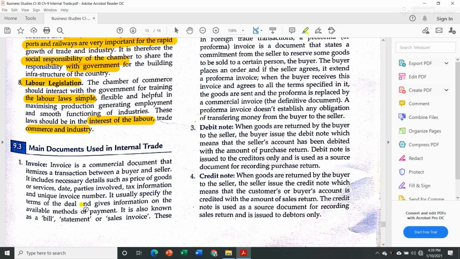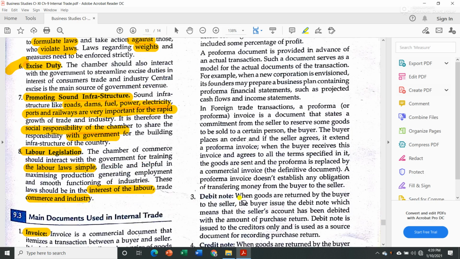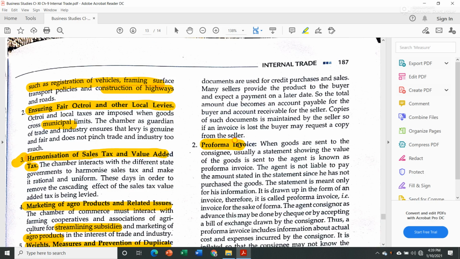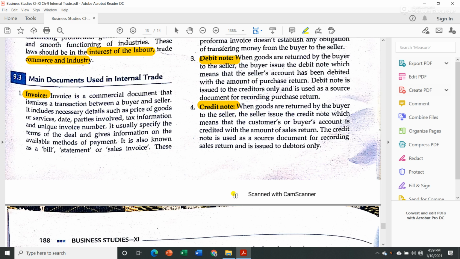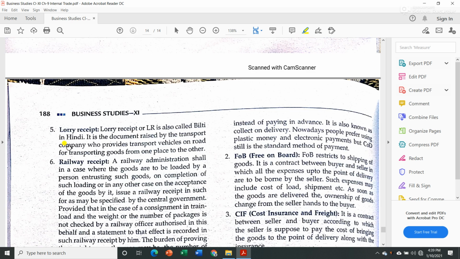Now the last topic for this chapter is main documents used in internal trade. Now this invoice, pro forma invoice, then debit note, credit note, I have already discussed in accountancy.